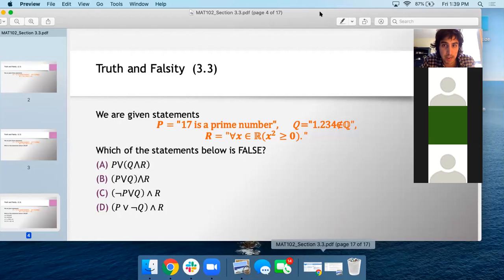Nice. So most people got it. Let's take it up really quickly. I'm going to move fast through this one. Okay, so P17, what was it? 17 is a prime number? Is that true? 17 is definitely a true statement. It is a prime number.